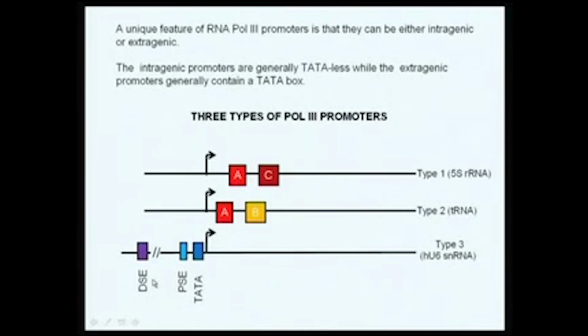So remember, Pol III promoters are of three distinct types: type 1, type 2 and type 3. Type 1 and type 2, whose examples are the 5S rRNA and transfer RNA promoters, are intragenic, whereas the type 3 promoters, as exemplified by the human U6 snRNA, are extragenic, since the promoter lies outside the transcribed region.